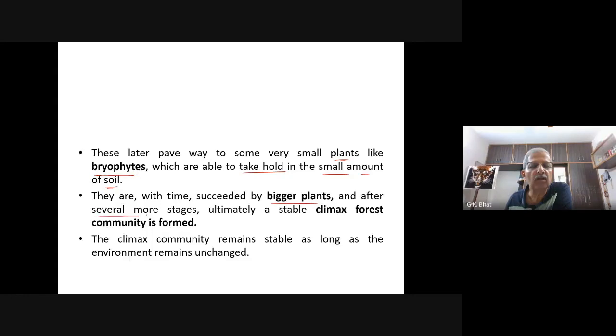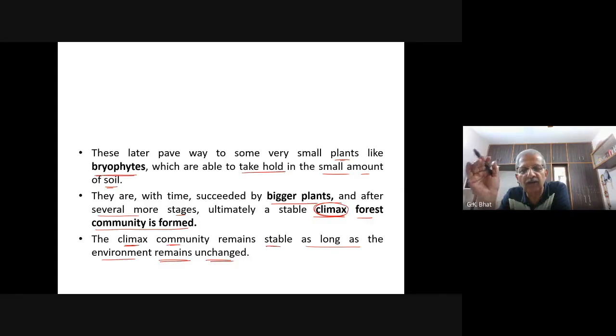And after several more stages, ultimately a stable climax forest community is formed. Climax means the final, almost stable community. So you must remember, pioneer species is the first species to appear. Climax condition is the last condition to appear. The climax community is the last, stable community to appear in any particular succession, and it remains stable as long as the environment remains unchanged. So if you don't touch it at all, our Western Ghats forest remains as Western Ghats forest only.